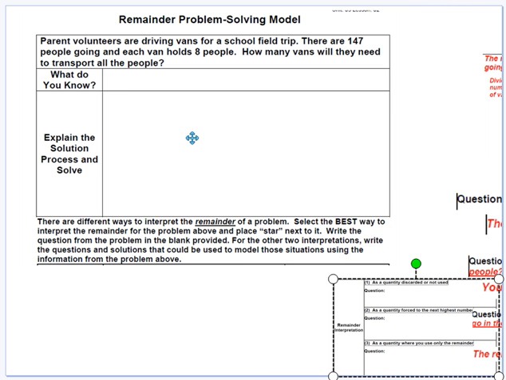Okay. So we have parent volunteers driving vans for a school field trip. There are 147 people going, and each van holds 8 people. How many vans are they going to need to transport all the people?